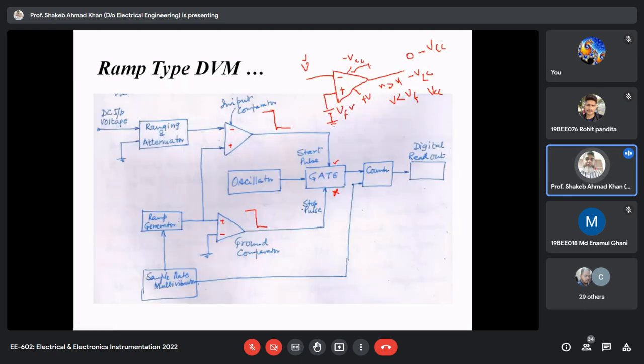If anybody has any question regarding whatever I have discussed about the ramp type DVM, try to absorb it by the time I take your attendance. I'm keeping this open. If you have any question, you can ask after I finish the attendance.